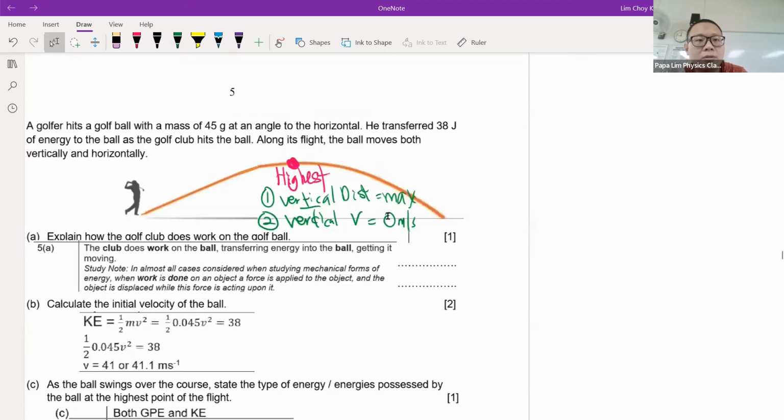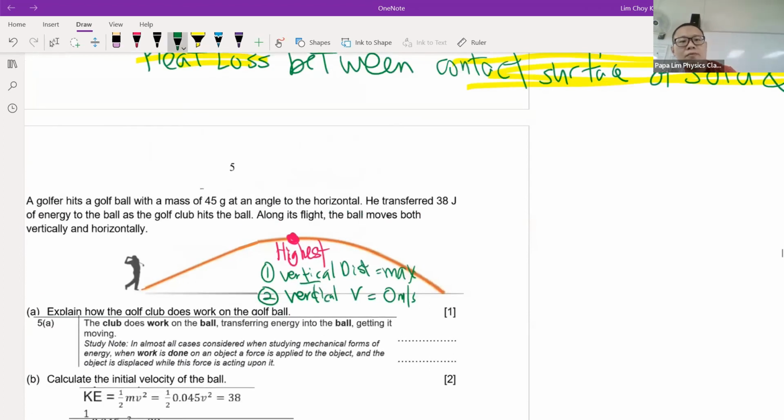Now, based on the question, the ball is 45 gram. Take note, 45 gram is not an SI unit, so I need to convert it to kg, which is 0.045 kg. So take note of the booby trap. Remember to convert, because if you look at energy, all the variables that I substitute into the equations have to be in SI unit.